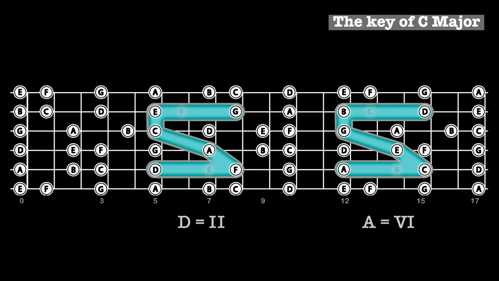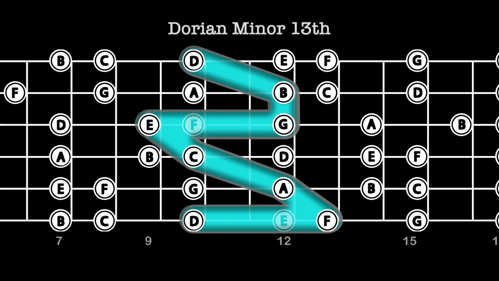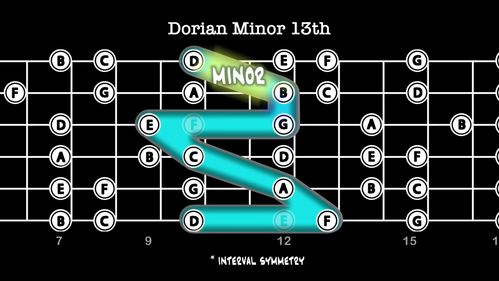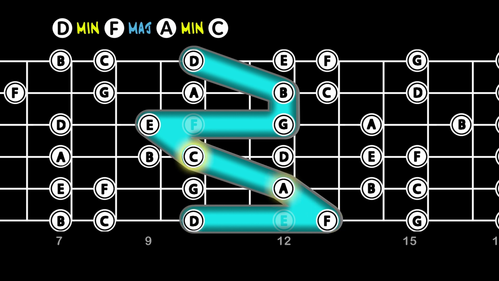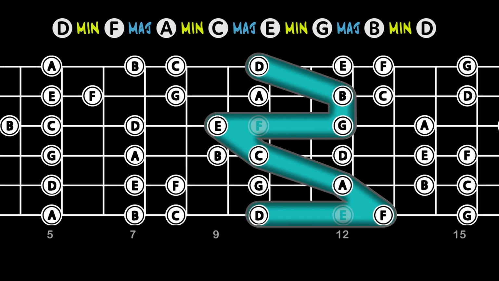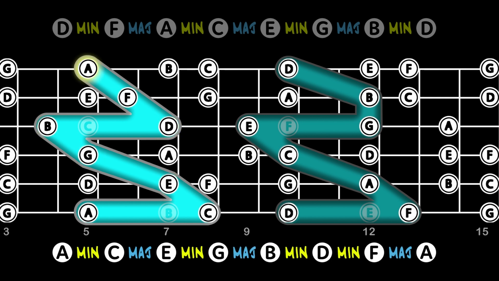Now, to be clear, if our only criterion was symmetry, the winner would be the Dorian minor 13th, rooted in the 2nd key degree. Its interval structure, brought full circle, is minor, major, minor, major, minor, major, minor. D, F, A, C, E, G, B, D. While the minor 13th, rooted on the 6th, the Aeolian arpeggio, is minor, major, minor, major, minor, minor, major. A, C, E, G, B, D, F, A.